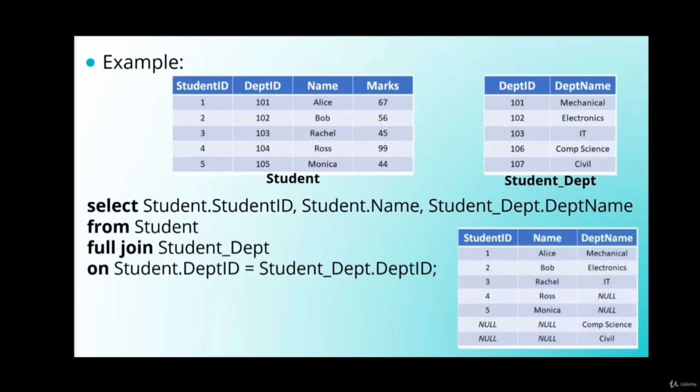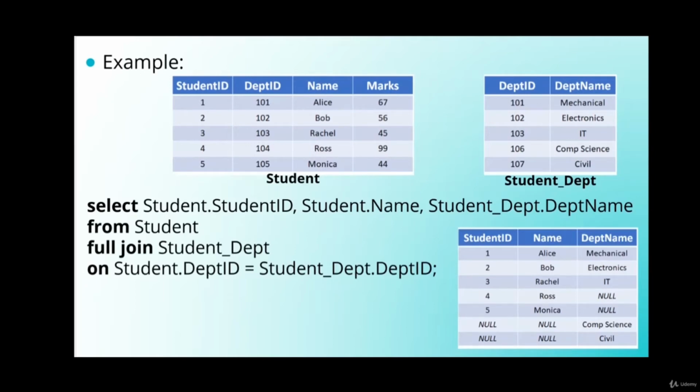So it will take all the records from the selected columns, that is student ID and name from the student table, and then it will assign a department name to those with the help of the department ID. After assigning department name to all the students, it will look in the student department table for the remaining department names. So in the output table, mechanical, electronics and IT departments are already displayed.